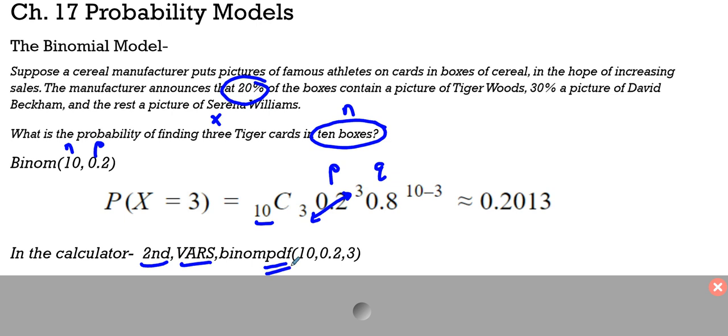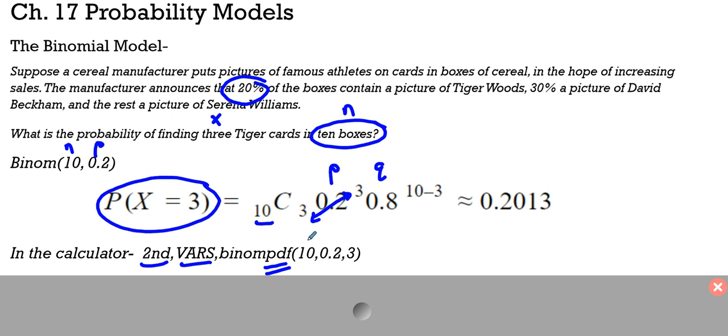PDF. We never use PDF when you use normal, but when we're talking about binomial and when we're talking about geometric, I didn't really put any calculator input on the geometric. PDF is for a precise number. That's how I remember it. The P stands for exactly 1. So if you've got a probability statement here that has an equal, that should be binomial PDF.